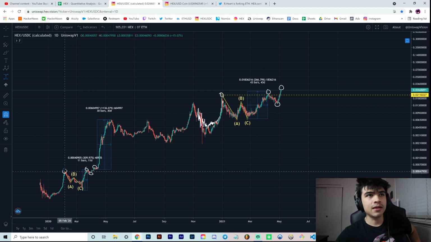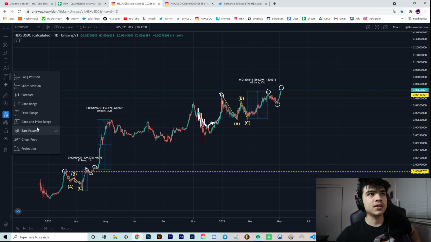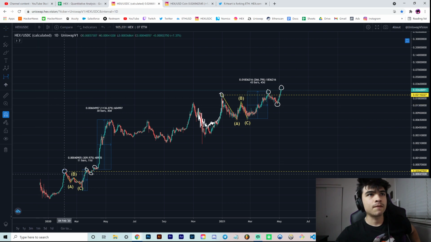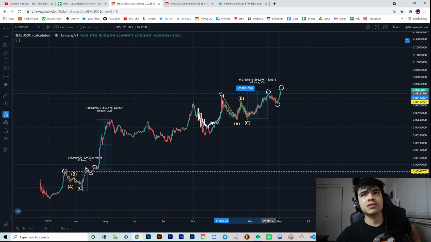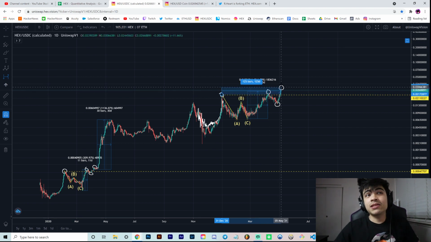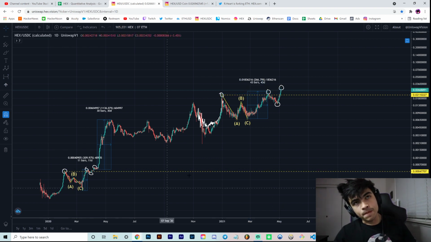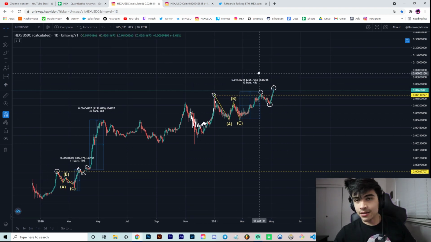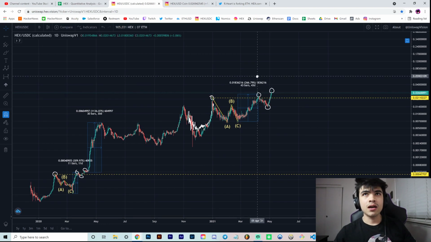from, let's say, this point to this point, or let me actually get the date range from the top of our ABC correction to that third high, about 63 days. And over here from the top of our ABC correction to our current highs, about 125 days. So approximately twice as long it's taking. So if this is a fractal, it's twice as slow playing out.